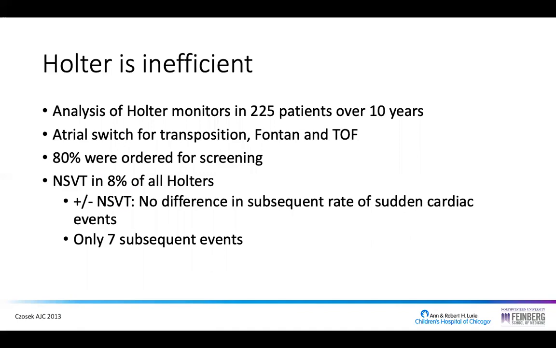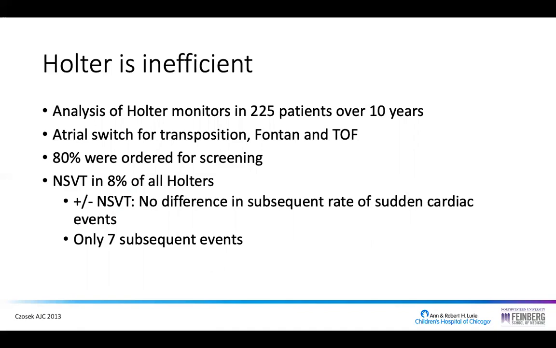And 80% of those were ordered for screening. That's good because it means that that's the most likely reason that we order Holters. That's consistent with our clinical practice. And they found 9 sustained VT in 8% of all Holters. It made no difference on analysis whether you had non-sustained VT. There's no difference in subsequent rate of sudden cardiac events.